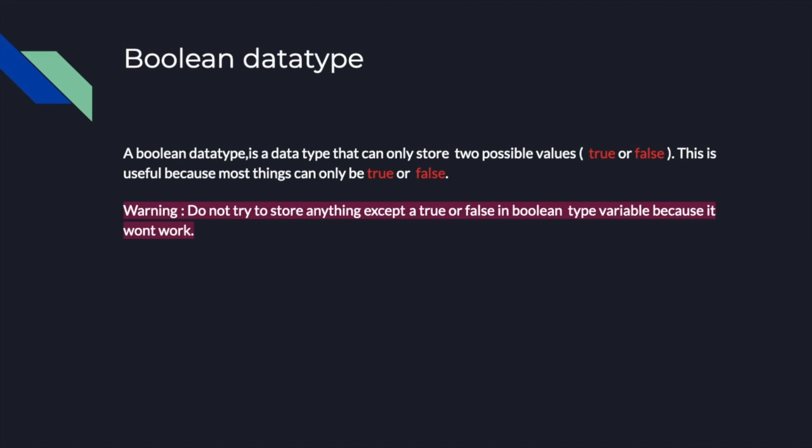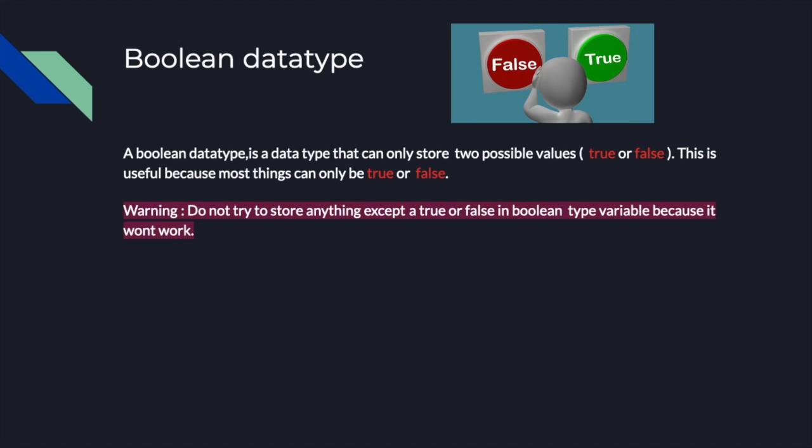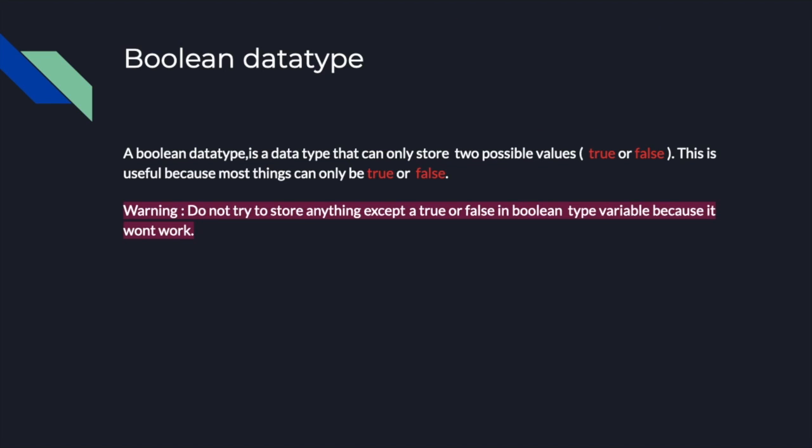Boolean data type. Boolean data type is a data type that can only store two possible values, true or false. This is useful because most things can either be true or false. Like right now, if I am sitting down is a true or false question. It's either I am sitting or I am not. I cannot be doing both at the same time. That's not how it works.